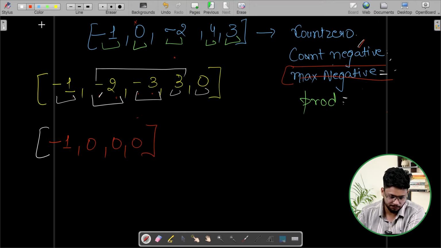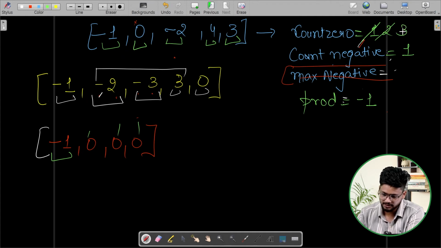Okay, so this is the case. Now for this case, what we have to do: -1, as it is a negative number, so it will increase the negative count by 1, and the product becomes -1. Now if it is a 0, then we just have to increase the zero count by 1. Then it is also a 0, so we will increase it to 2. Then we have another 0, so we will increase it to 3.